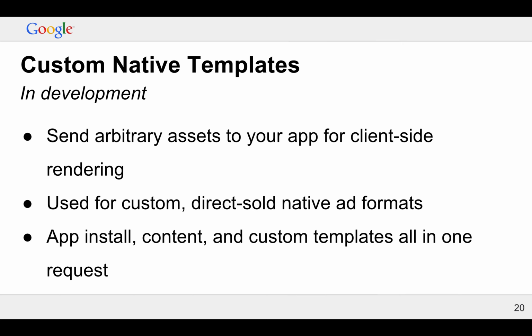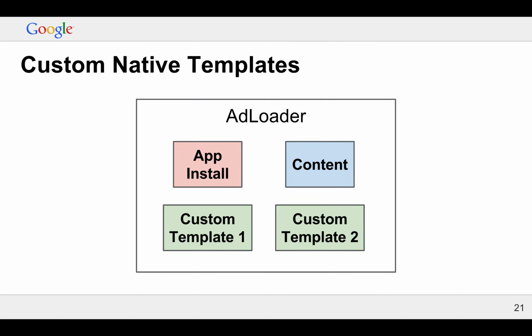These custom native templates are only going to work for direct sold reservations, because third parties don't really know how to bid on that specific type of format. But you can put app install, content, and custom templates all in one request. So if we go back to our ad loader that could previously load an app install ad and a content ad, you'll also be able to say that it's also for custom template number 1, and for this custom template with this other template ID. And you'll be able to actually request all of these at once and have all of these kind of bid against each other and compete for the same request.